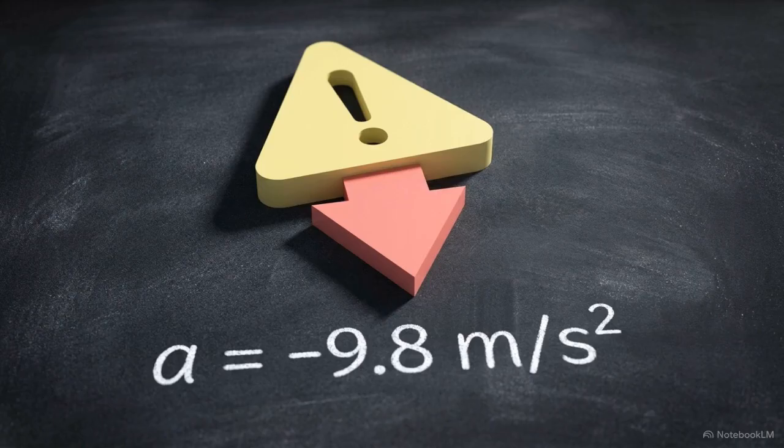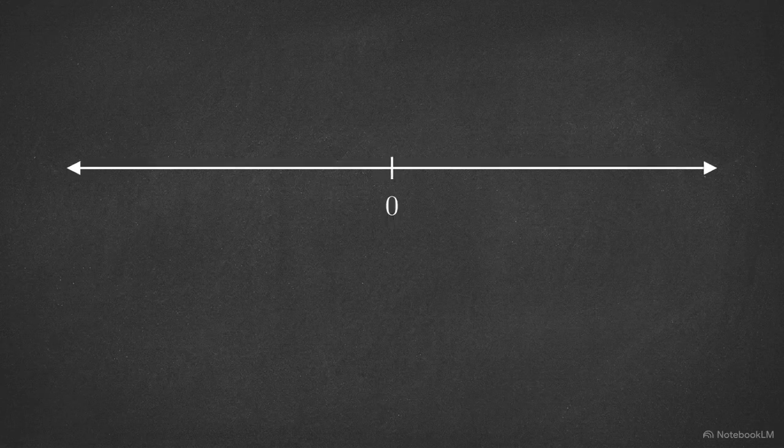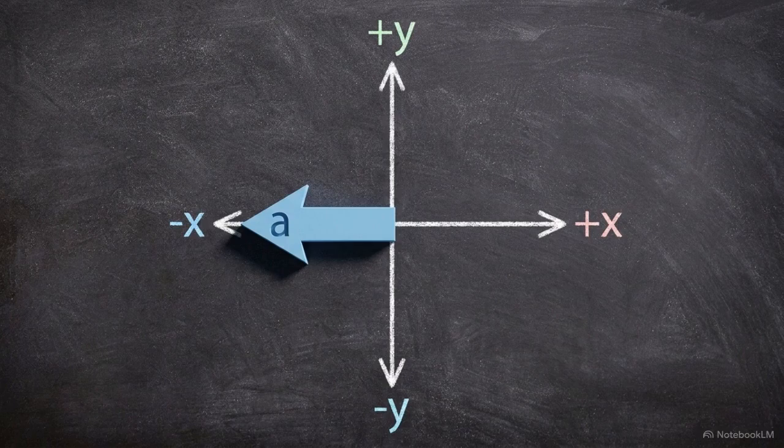A negative acceleration does not inherently mean an object is slowing down. It indicates the vector's direction relative to the chosen grid. Acceleration is a directional translation. Its mathematical sign is determined by the grid, regardless of whether the object is gaining or losing speed.